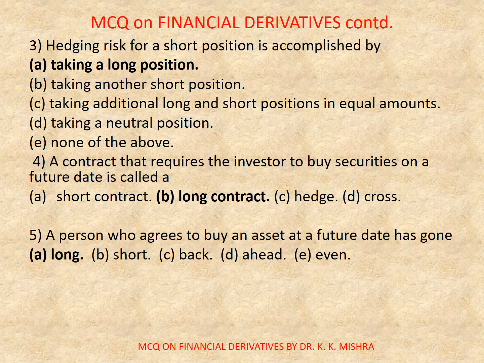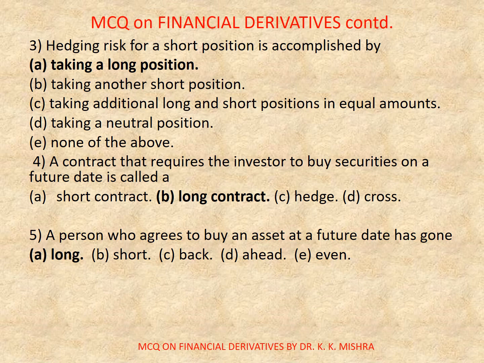Question number 3. Hedging risk for a short position is accomplished by, options are A. Taking a long position, B. Taking another short position, C. Taking additional long and short positions in equal amounts, D. Taking a neutral position, E. None of the above. Correct option is A. Taking a long position. Now question number 4.